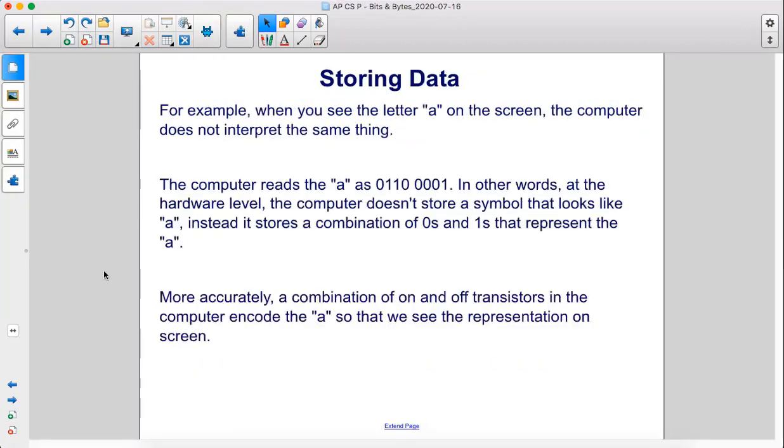For example, when you see the letter A on the screen, the computer does not interpret the same thing. The computer reads the A as 01100001. In other words, at the hardware level, the computer doesn't store a symbol that looks like an A. Instead, it stores a combination of zeros and ones that represent the A. More accurately, a combination of on and off transistors in the computer encode the A so that we see the representation on screen.